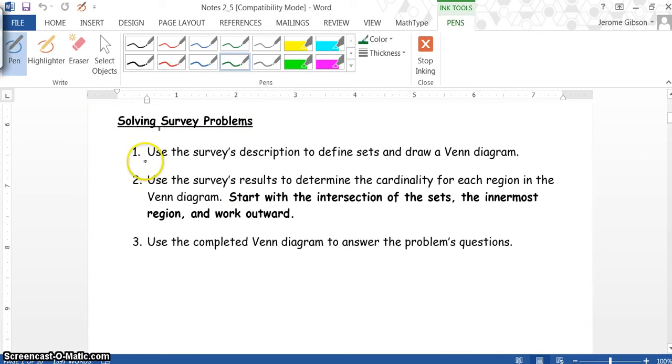Solving survey problems. Number 1, use the survey's description to define sets and draw a Venn diagram. Use the survey's results to determine the cardinality for each region in the Venn diagram. Start with the intersection of the sets, the innermost region, and work outward. Use the completed Venn diagram to answer the problem's questions.